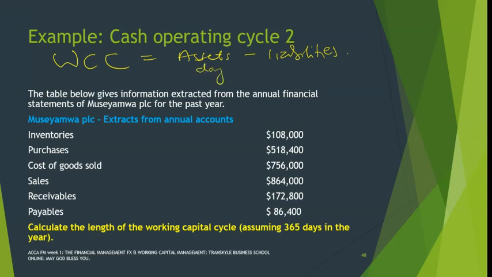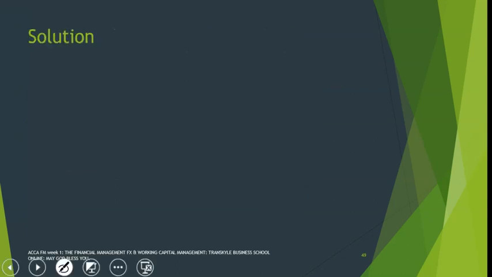Assets days minus liability days. Sorry. That's what happens in short. That's the working capital cycle, ladies and gentlemen. So let us determine this information.